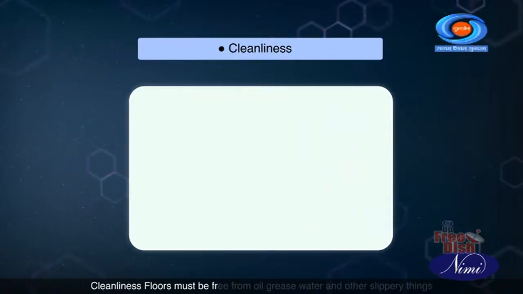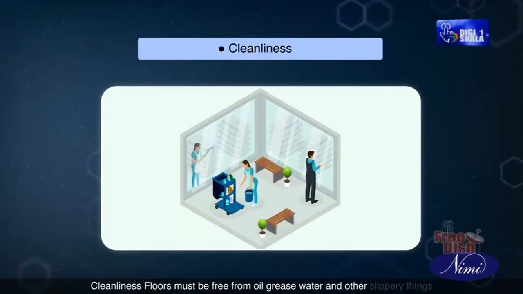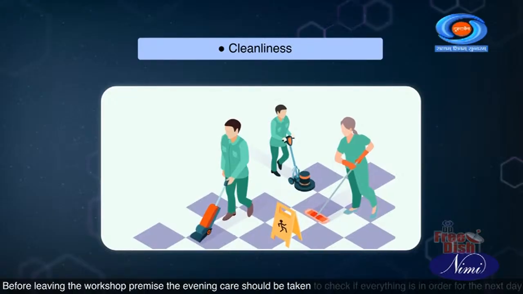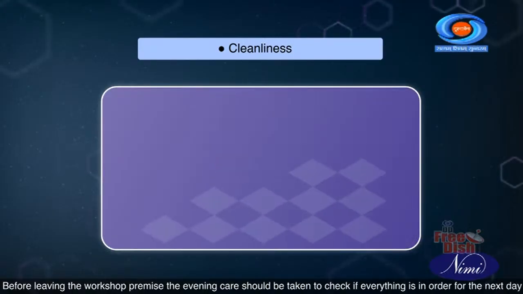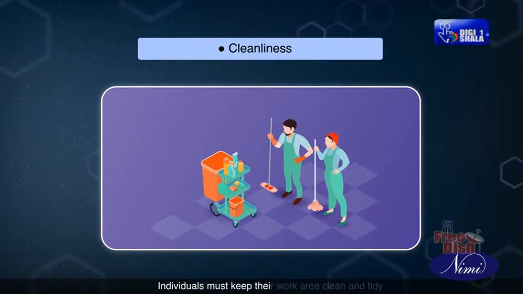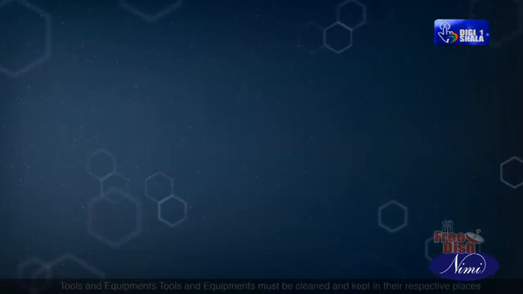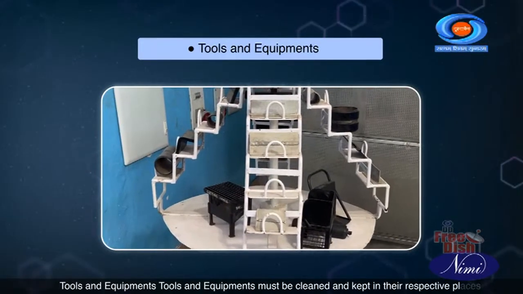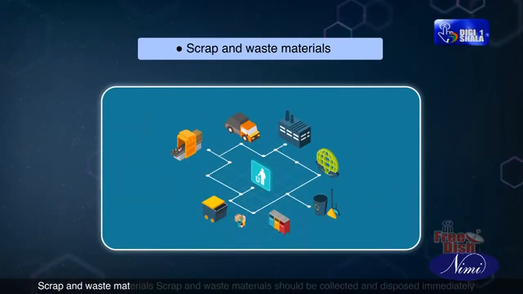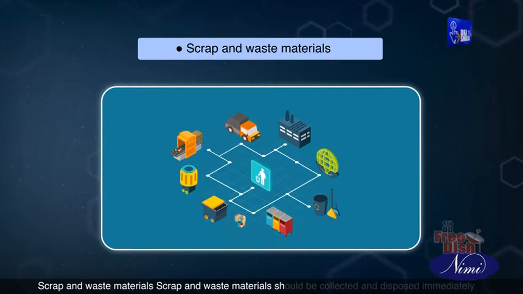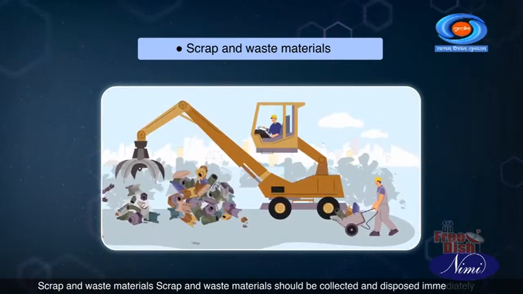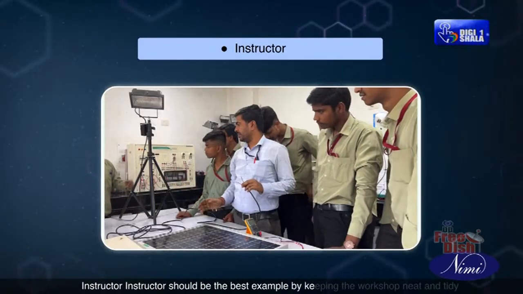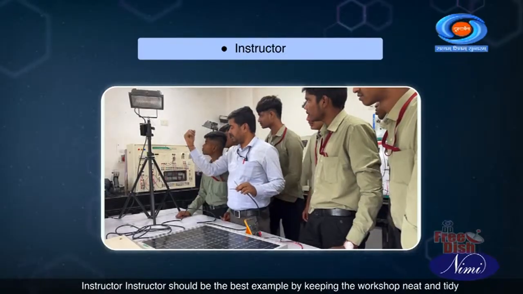Cleanliness. Floors must be free from oil, grease, water and other slippery things. Before leaving the workshop premises in the evening, care should be taken to check if everything is in order for the next day. Individuals must keep their work area clean and tidy. Tools and equipments. Tools and equipments must be cleaned and kept in their respective places. Scrap and waste materials. Scrap and waste materials should be collected and disposed of immediately. Instructor. The instructor should be the best example by keeping the workshop neat and tidy.